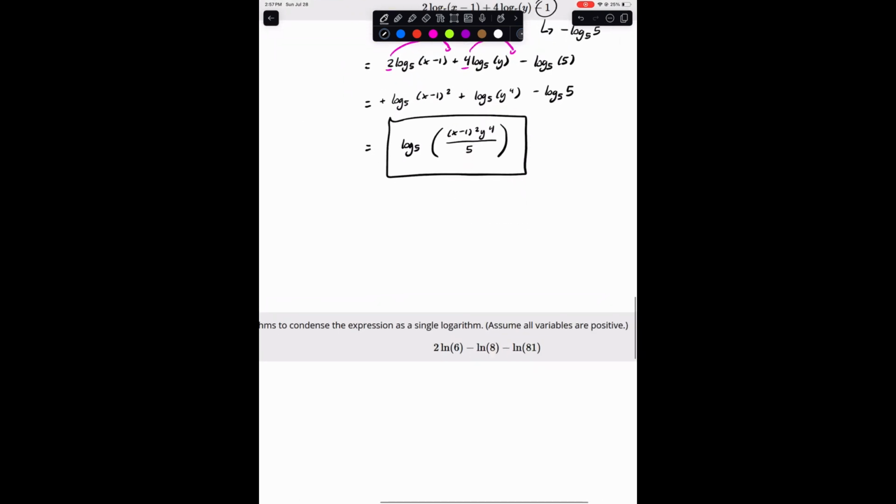If you wanted to simplify, right, this would be a log base 5, and you would have x squared minus 2x plus 1 times y to the 4th over 5, and that is log base 5 of x squared y to the 4th minus 2xy to the 4th plus y to the 4th over 5.